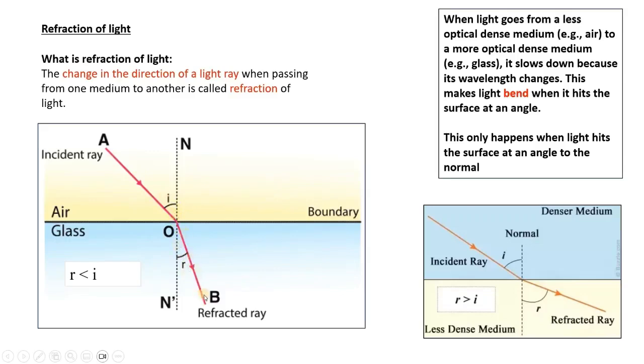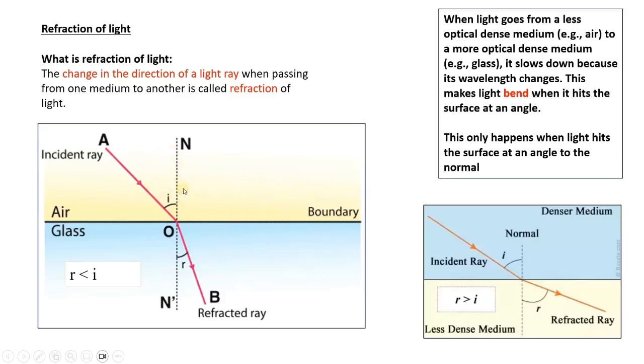It can actually move through the glass, but it doesn't move through the glass in a straight line. It changes direction here at this point of incidence. And there's a few factors that determine this change of direction. The major factor is the difference in optical densities.